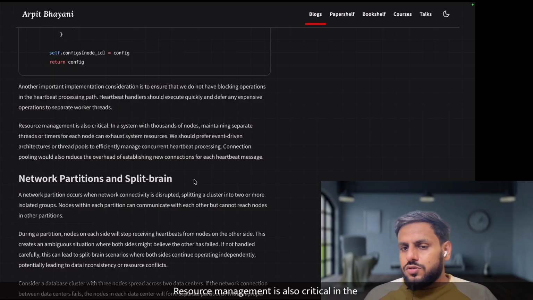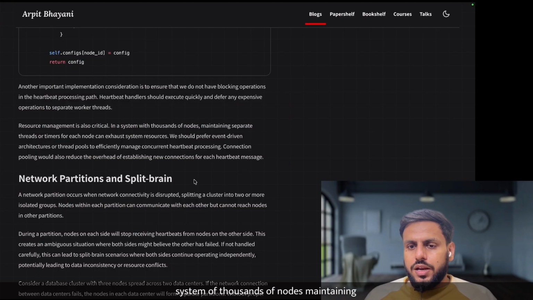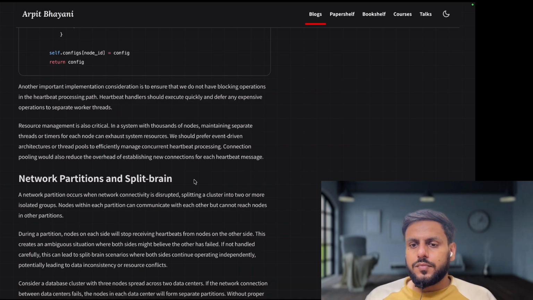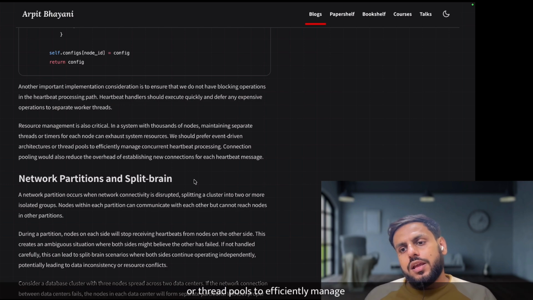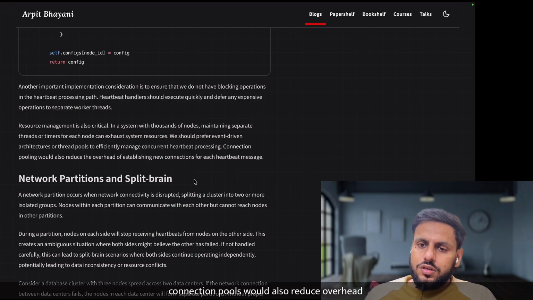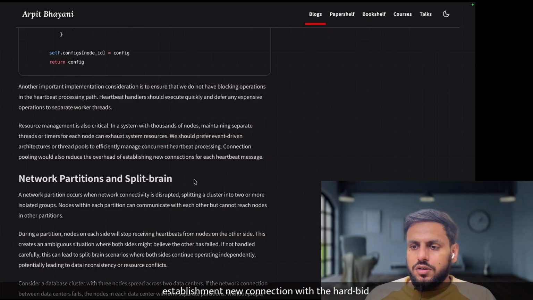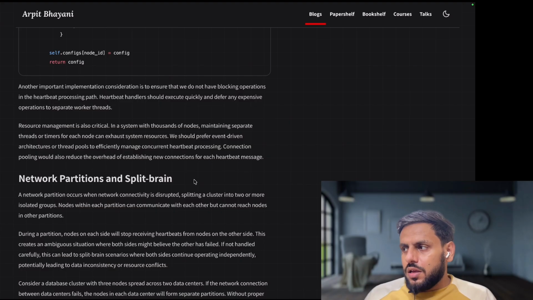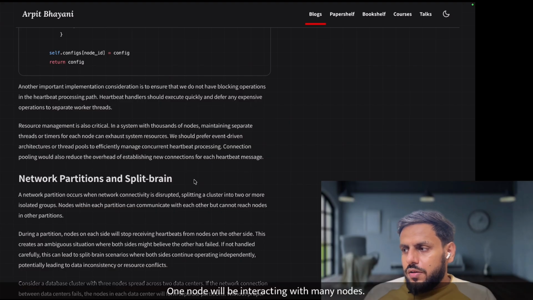Resource management is also critical in a system of thousands of nodes. Maintaining separate threads or timers for each node can exhaust system resources. We should prefer an event-driven architecture or thread pools to efficiently manage concurrent heartbeat processing. Connection pools would also reduce the overhead of establishing new connections for heartbeats, because one node will be interacting with many nodes.